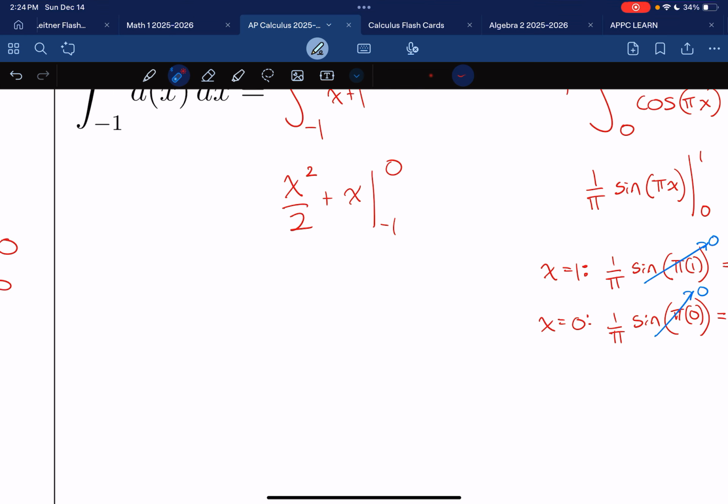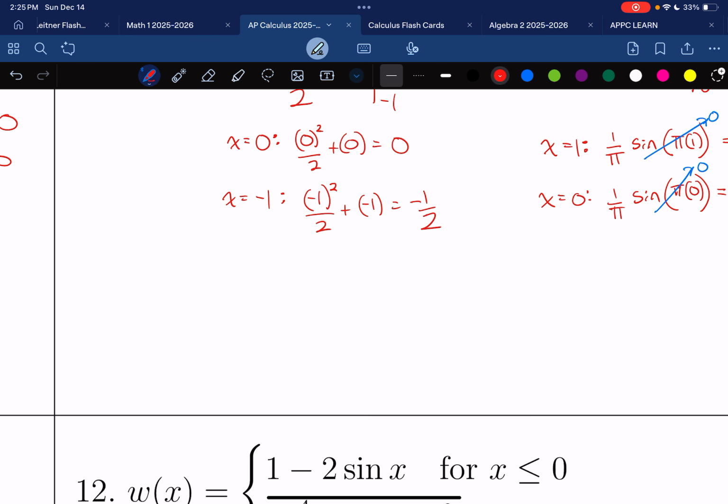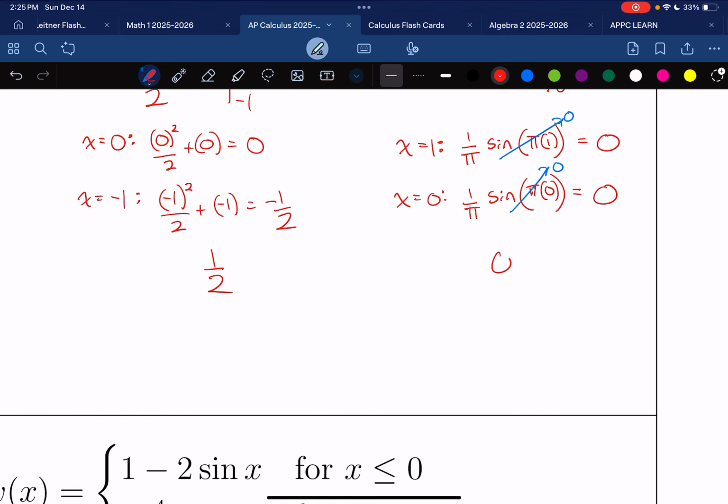What about over here? When I have these bounds, I can say when x is equal to the end of this, 0, I'm going to get 0 squared over 2 plus 0, and that's going to be 0. When x is equal to -1, I'm going to get -1 squared over 2 plus the -1. -1 squared is 1. 1/2 is 1/2, and 1/2 plus a -1 is -1/2. Again, we are subtracting end minus start, so this is minus a negative. Double negative becomes positive, and I really have a positive 1/2 from this value. So a half plus 0 is 1/2 for my final answer.